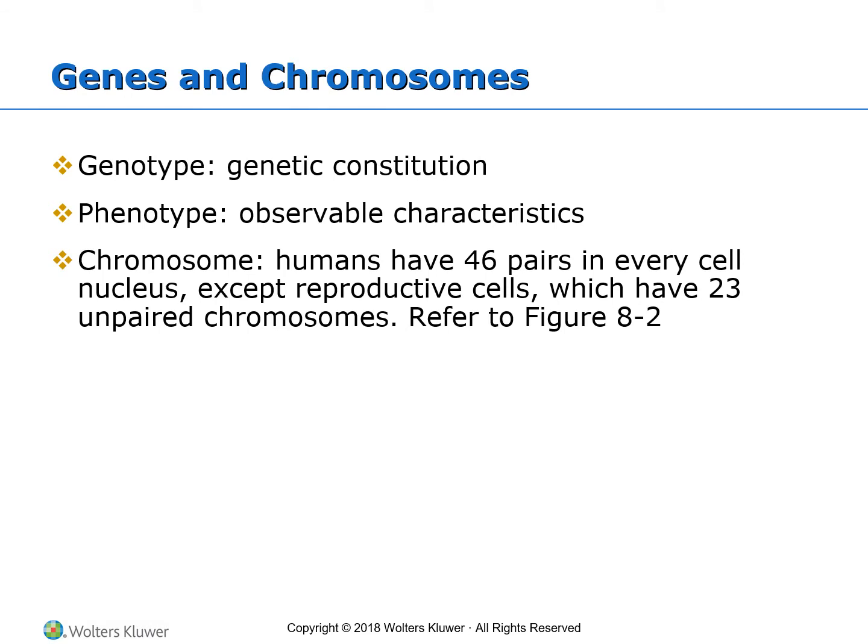Okay. Genes, the genotype, that is your unique genetic makeup. The phenotype is the physical appearance, and it also includes biologic, physiologic, and molecular traits. But your phenotype is what is your hair color, what is your eye color. Chromosomes, humans have 46 pairs in every cell, except for reproductive cells. And they have 23 unpaired chromosomes, and when they come together, they make up the 46.